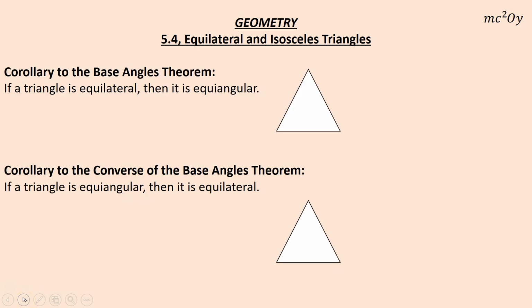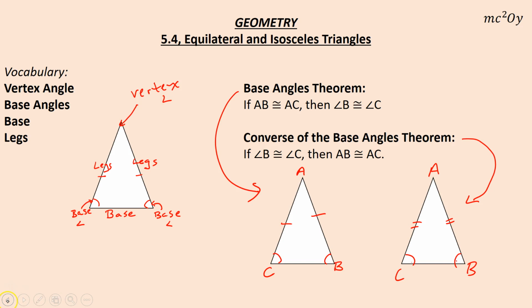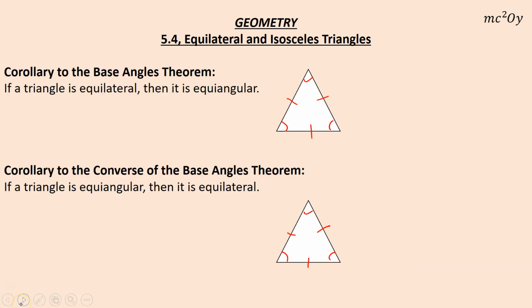There's also some corollaries to that. It says that if a triangle is equilateral, then it's also equiangular. So if I know that I have all sides congruent, like so, then I also know that all angles are congruent. And the converse of that is also true. If you know the angles of a triangle are congruent, then you'll know the sides are also congruent. So sides lead to angles, angles lead to sides in those different theorems. These two theorems, the base angle theorems and the corollaries.